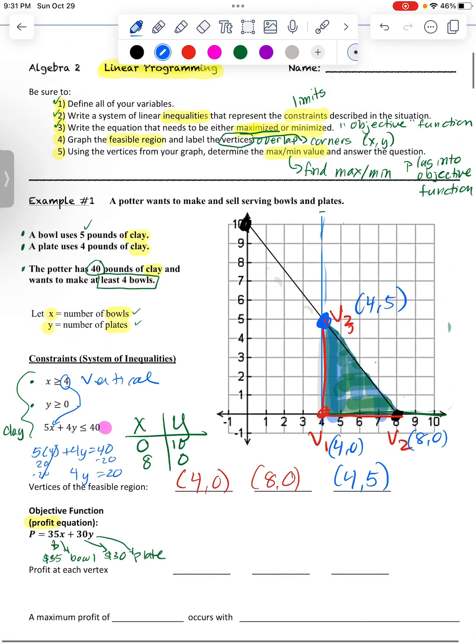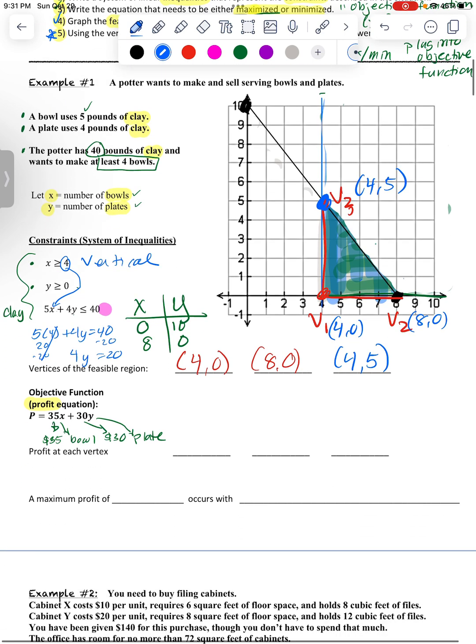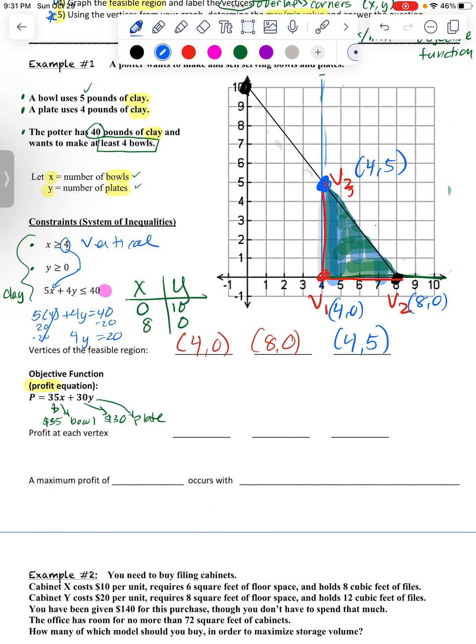Because it says graph the feasible region and label the vertices, which we did, now I'm going to plug those vertices into my objective function. So here I'm going to say, okay, what is my profit? I'm going to use this first one. If I make 4 bowls, but I make 0 plates, I'm just plugging that in. That turns out to be $140. In this second one, I'm going to make 8 bowls, but 0 plates. And so here I end up with $280.